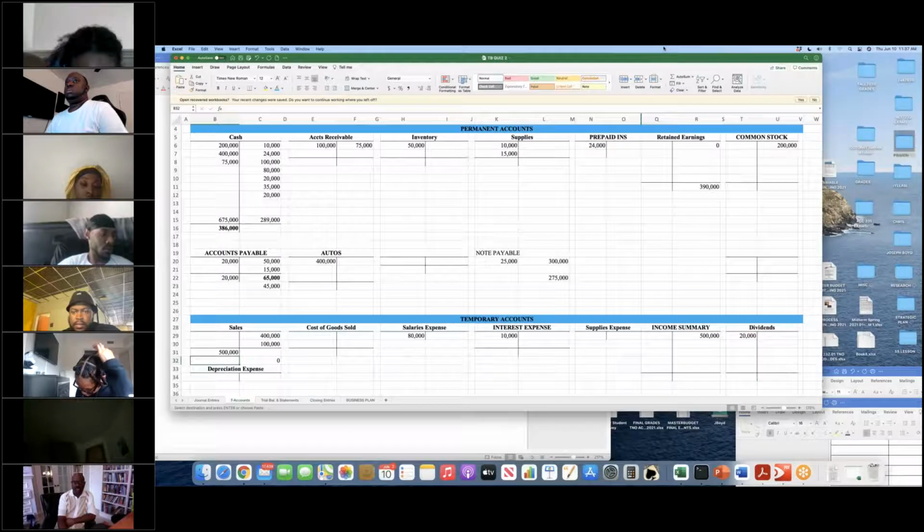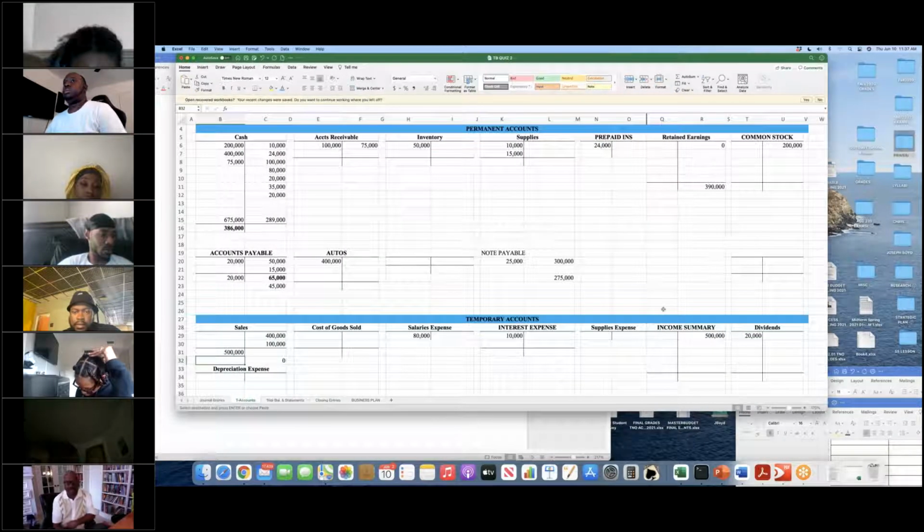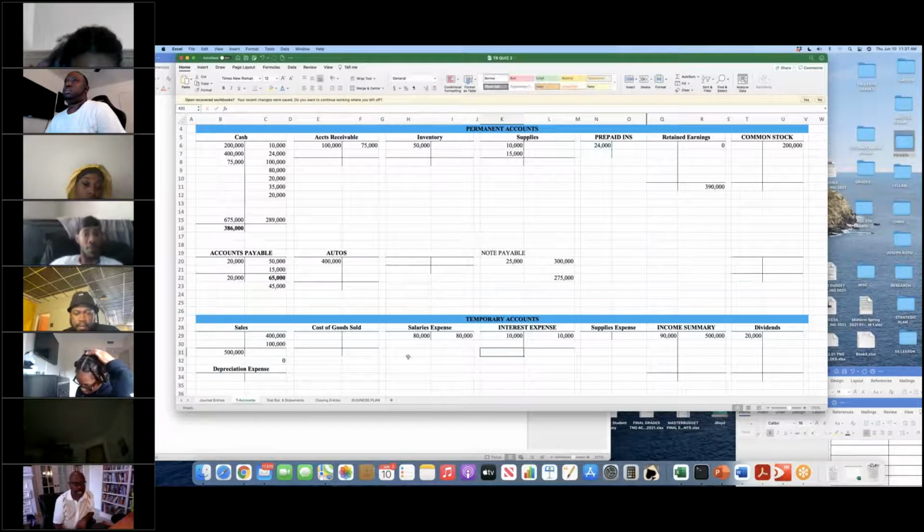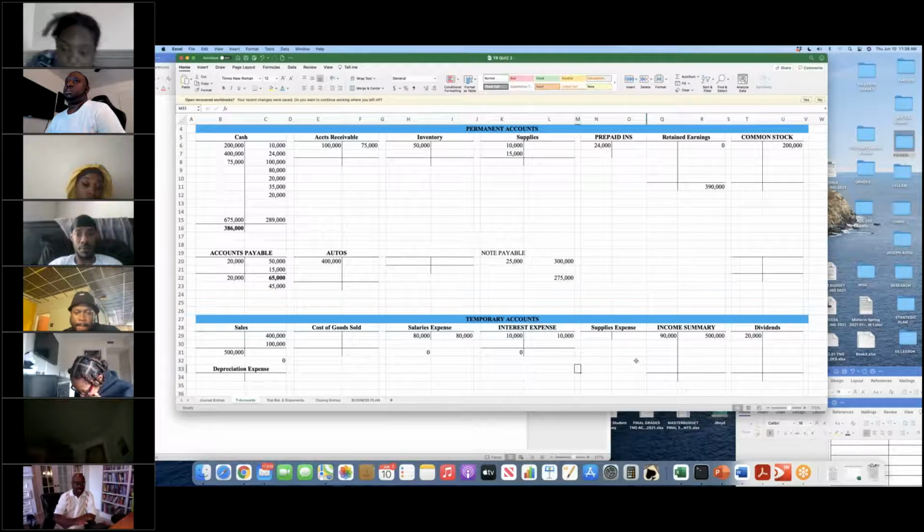And we will now debit income summary for $90,000. And we're going to credit these expenses. So we put $80,000 here. This account is closed out. We put $10,000 here. So these accounts now have zero balances because they served a purpose for us to determine the net income. We get rid of them because we need a new set for the next year.